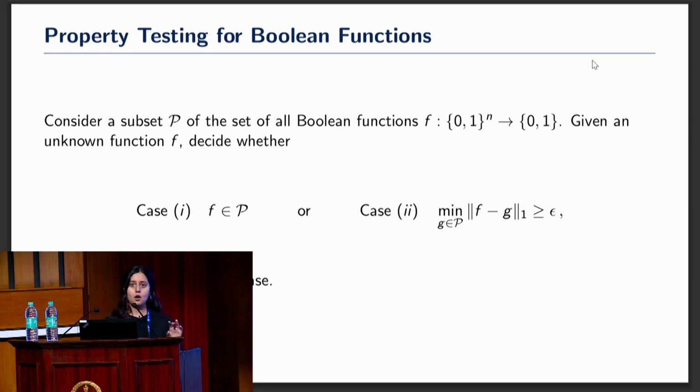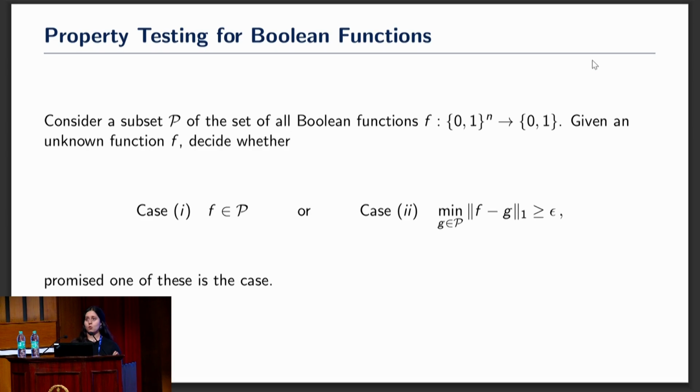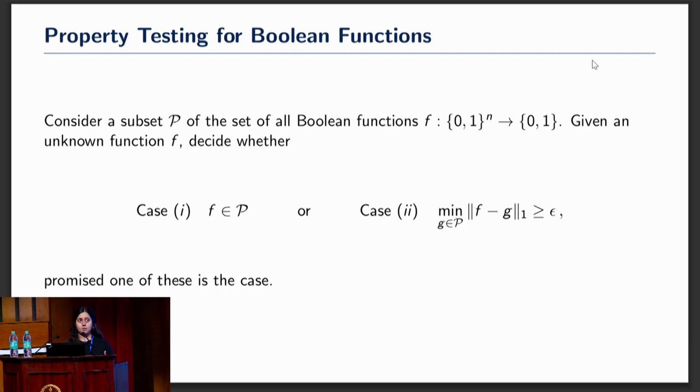So I don't really care what happens in this intermediary regime where f is kind of close to being in P but not quite in P. But between these two cases, I want to distinguish with high fidelity. So if we go back to the library example, I want to be able to tell, is the library alphabetized or is it far away from being alphabetized?